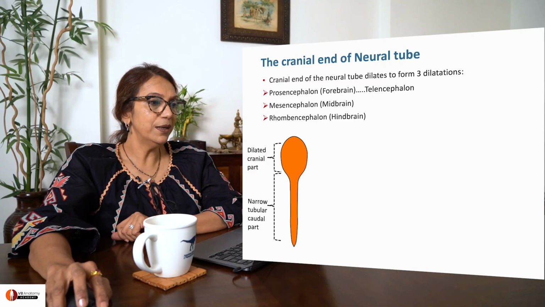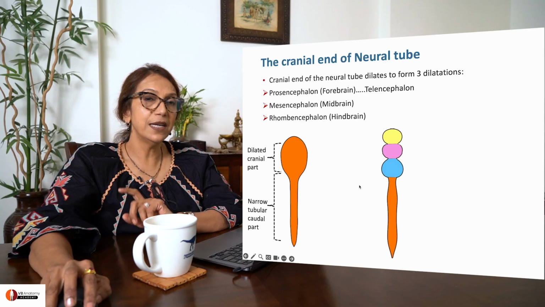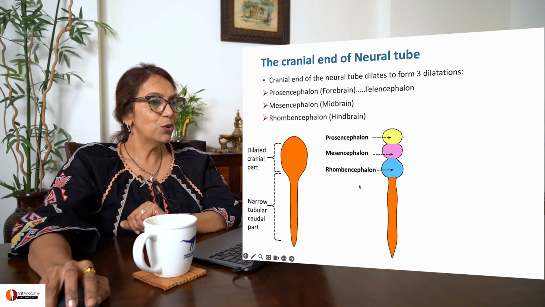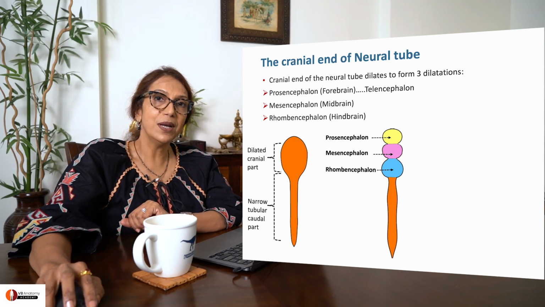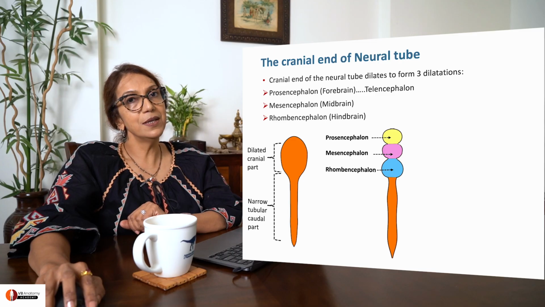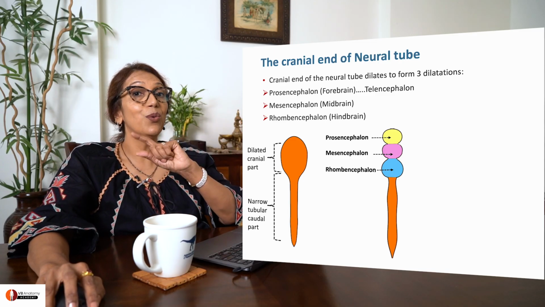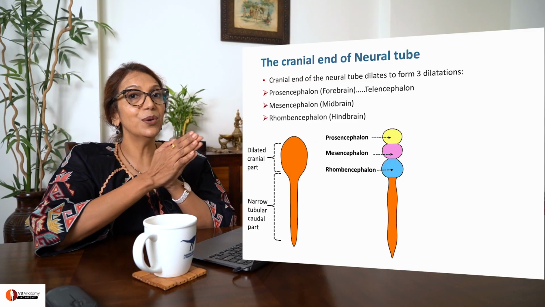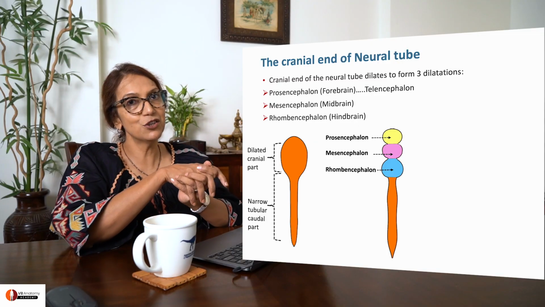Images will help you here. This is the same tube which has now got divided into three dilatations: prosencephalon, mesencephalon, and rhombencephalon. Prosen is also called the forebrain, mesen is also called as the midbrain, and rhomben is also called as the hindbrain. If you recall, I had told you what is hindbrain. So you should be able to correlate and understand what you're going to develop from rhombencephalon. You can go back to the earlier lecture to understand.